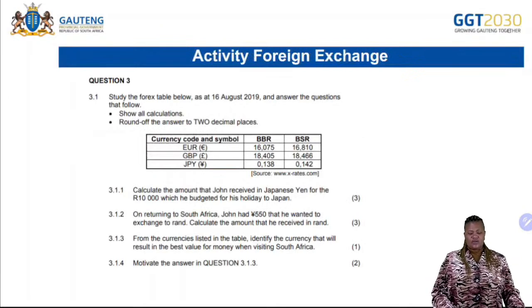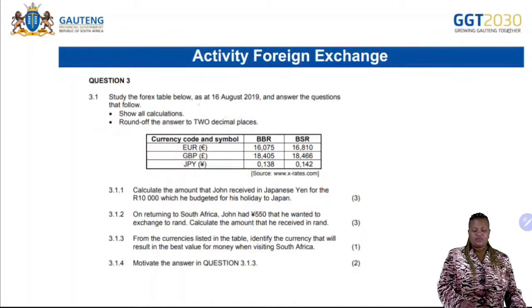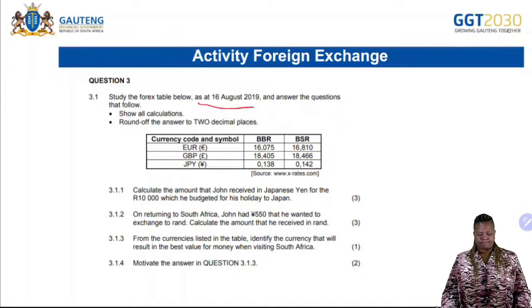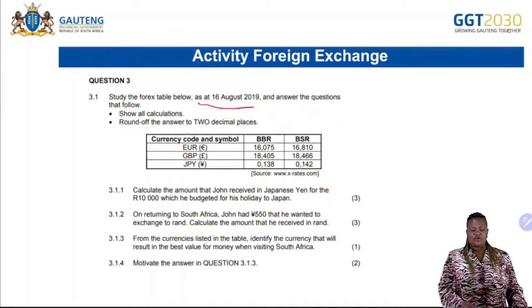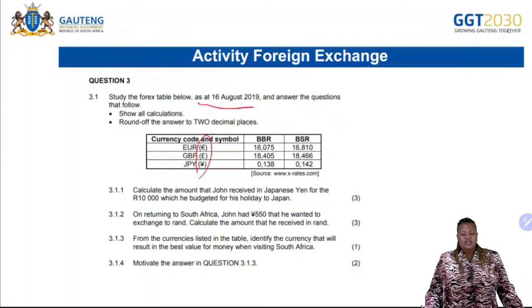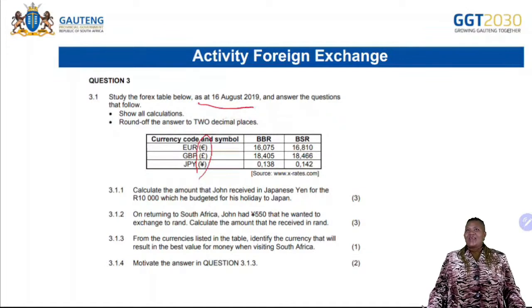Now let's look at another question here. Always read your instructions carefully. Study the forex table as at 16 August and answer the questions that follow. Show all calculations. Round off the answer to 2 decimal places. So we can see here with this currency rate sheet, they gave us the currency code and they also gave us the symbols. So we've got the codes and we've got the symbols. And then we've got the bank buying rates and the bank selling rates.